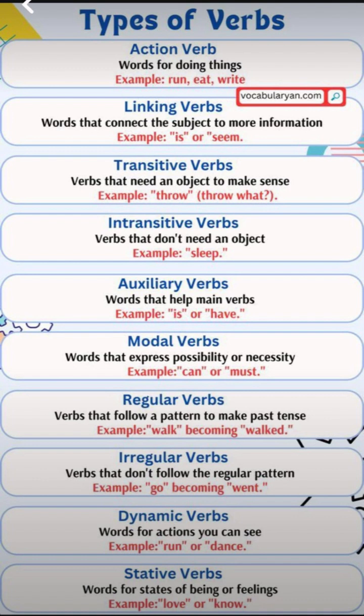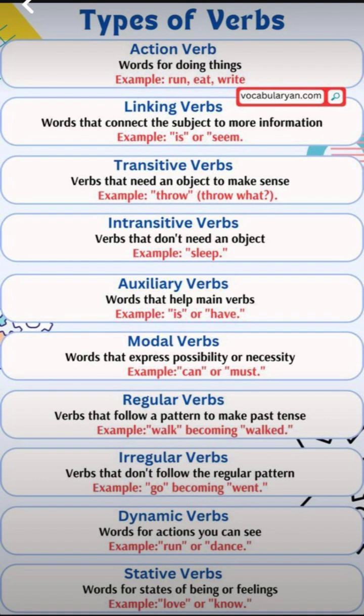These verbs need an object to make sense. For instance, if you say throw, you're probably left wondering, throw what? That's where the object comes in. Throw the ball. See how it completes the thought. And then there are the intransitive verbs. They don't need an object at all. A perfect example is sleep. You can simply say, she sleeps, and it makes complete sense. No object required, just peaceful, uninterrupted slumber.